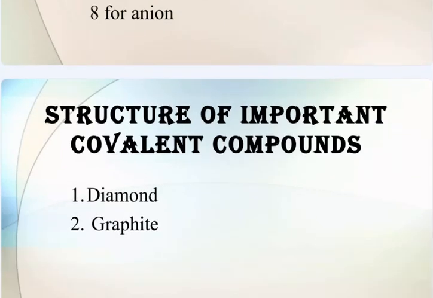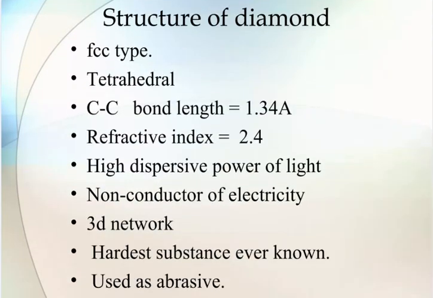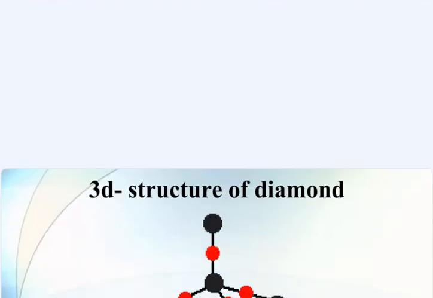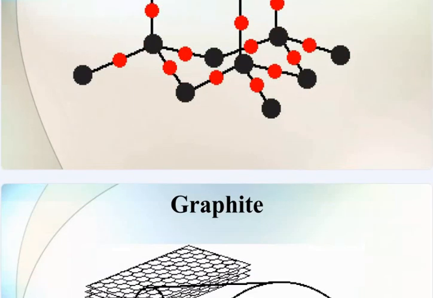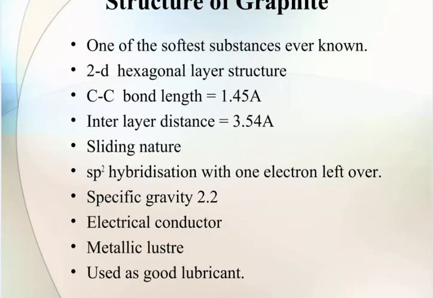Structure of important covalent compounds, diamond and graphite. You can see the structure of diamond: FCC type, tetrahedral, CC bond length 1.54 angstrom, refractive index 2.4, high dispersive power of light, non-conductor of electricity, 3D network, hardest substance ever known, used as an abrasive.